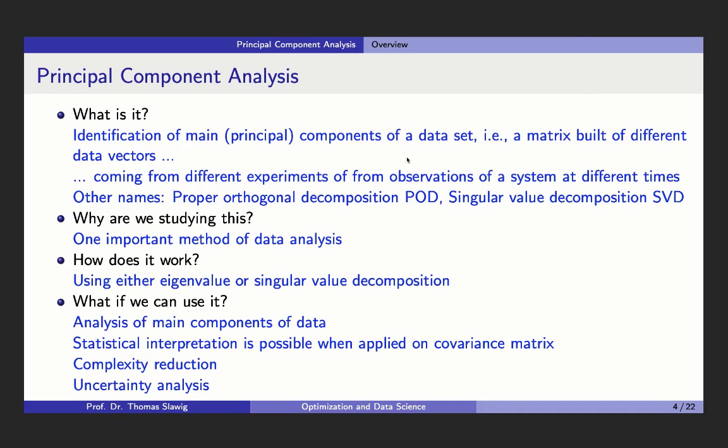We are studying this because it is one important method for data science and data analysis, and we can use the singular value decomposition or also an eigenvalue decomposition. And I will describe in this lecture the relation between the two things. We can analyze main components of the data. We can have a statistical interpretation, and we can reduce the complexity. This is one thing that we already had, and we can also analyze uncertainty in the data.